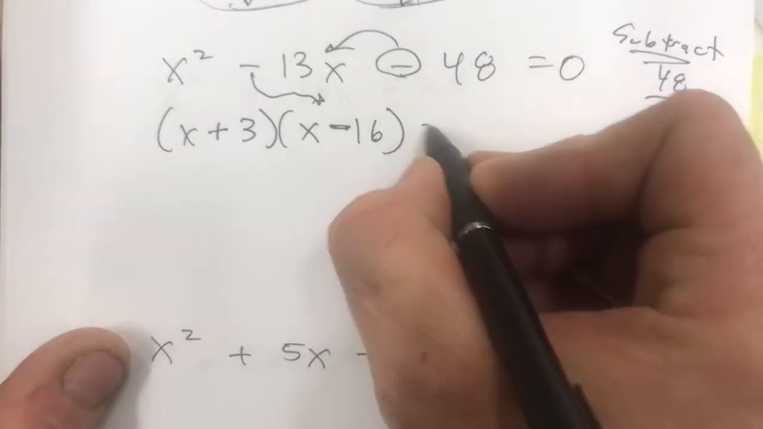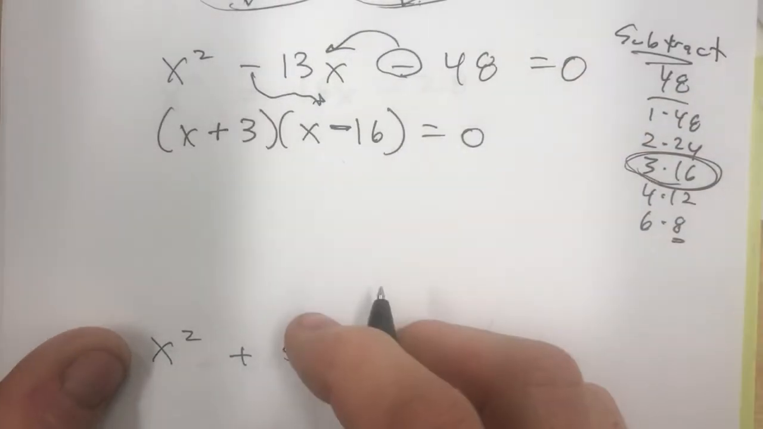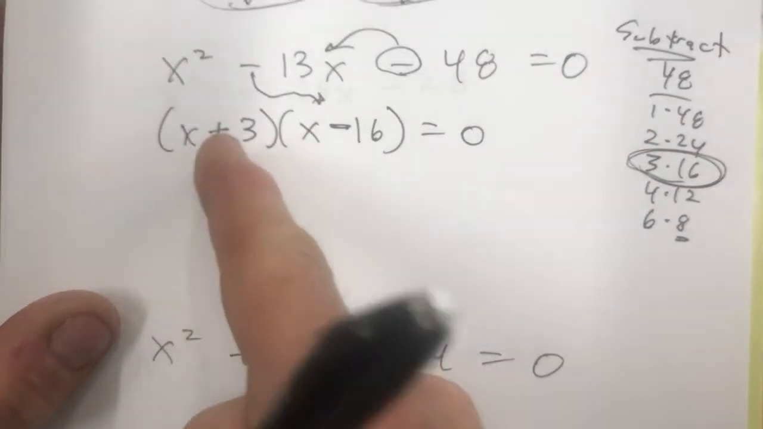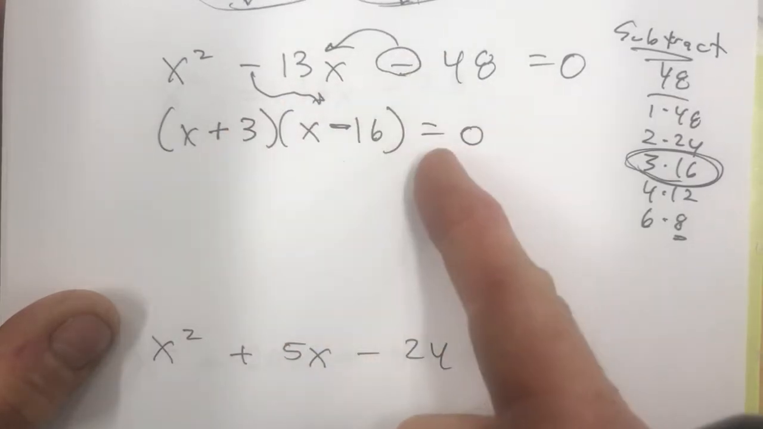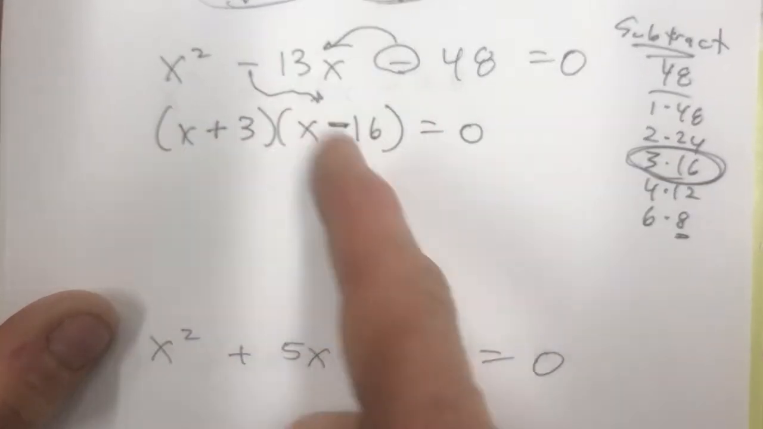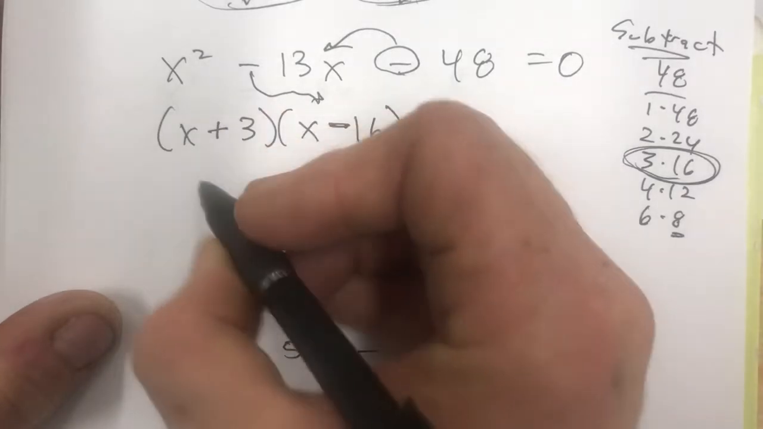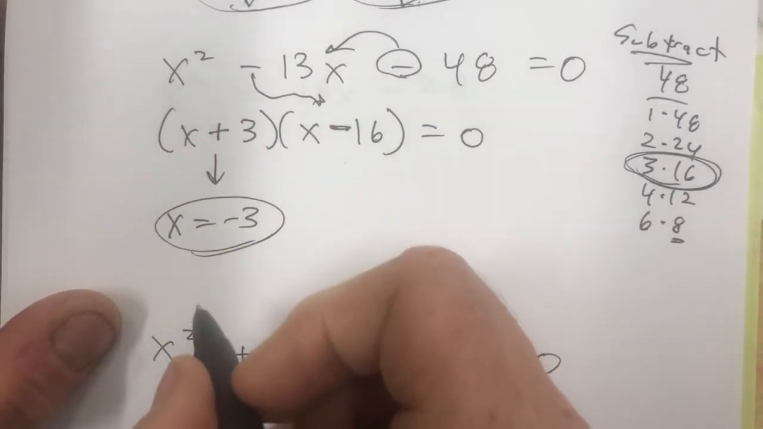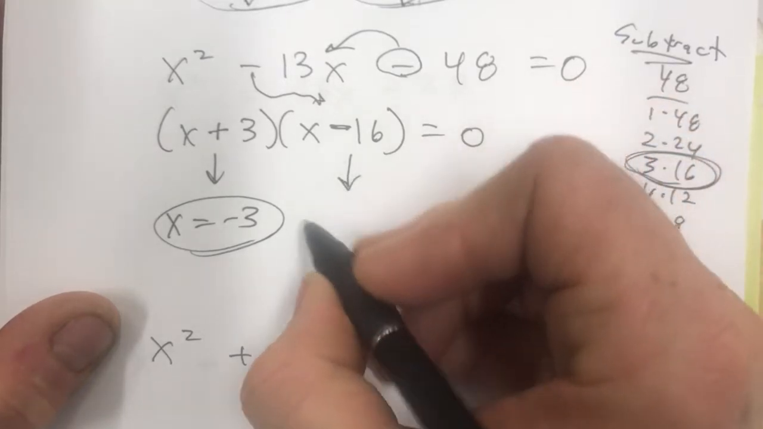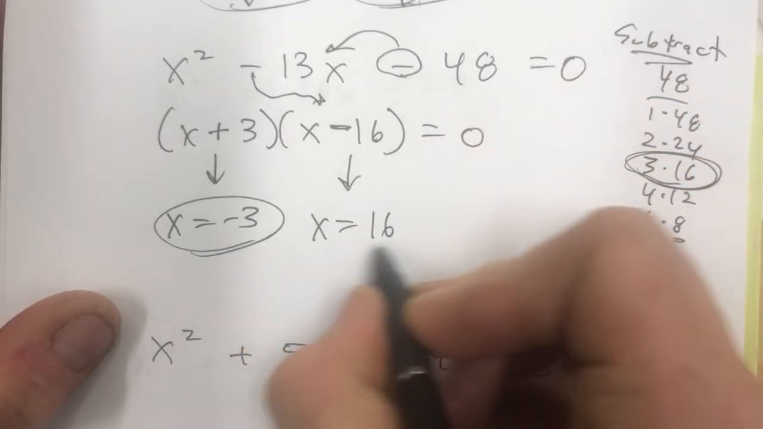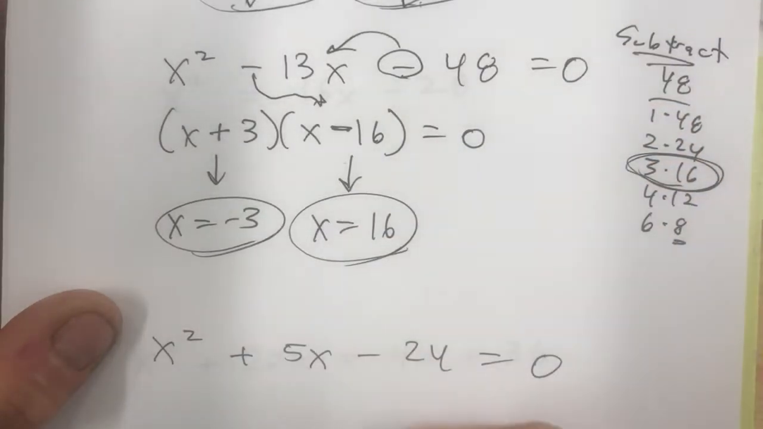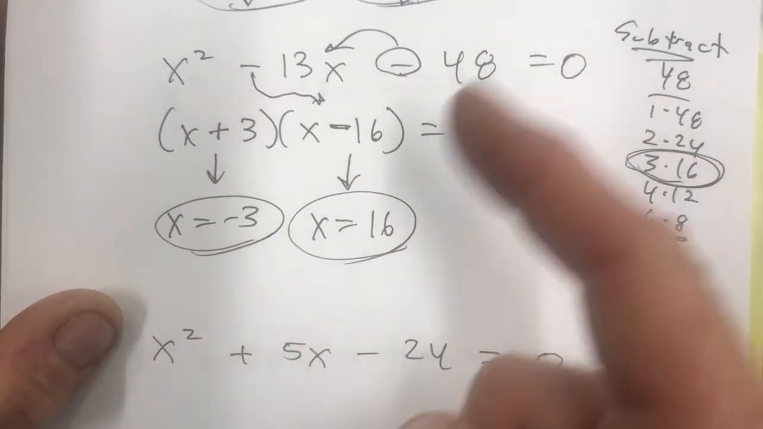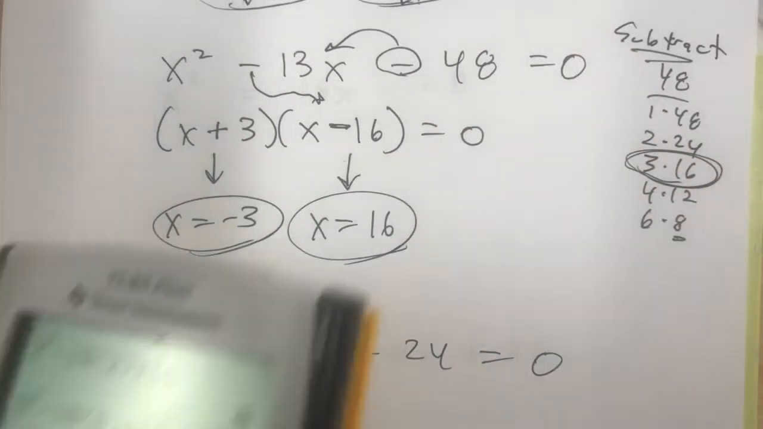Well, it equals 0. Okay, so that means these factors are multiplied and it equals 0. That means one of these factors must be 0. Well, if this factor is 0 right here, that means x would have to equal -3. And if this factor is going to be 0, that means x would have to be 16. And there's my two solutions. And if I was to put these in, it should work out. Let's try them and see, okay?